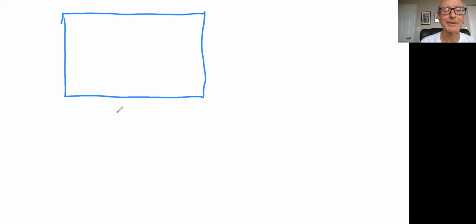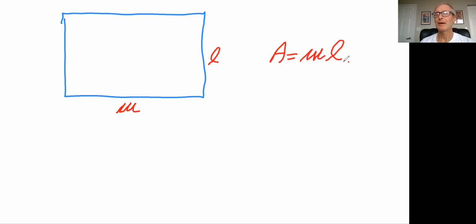So if we define this rectangle as having width W and length L, what do we know? Well, the first thing we know is that the area of a rectangle is W times L. And we were also given that there were 1,600 yards of fence.